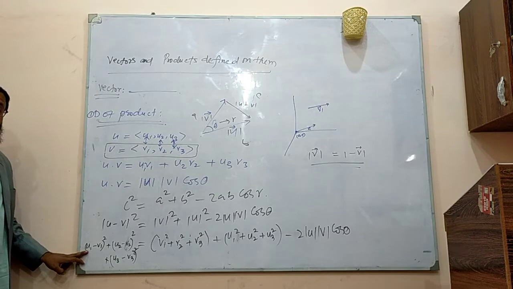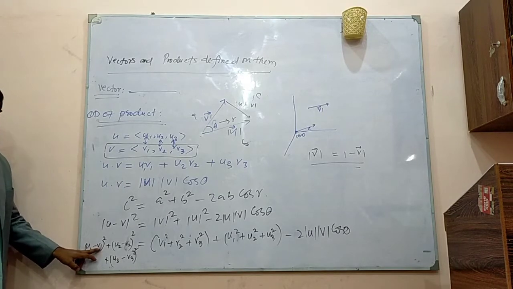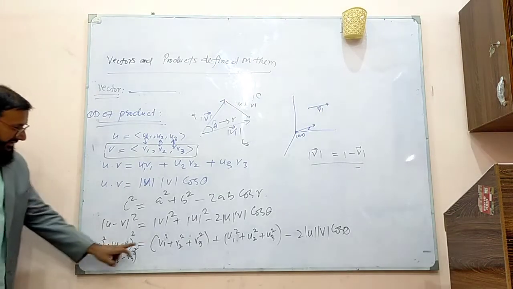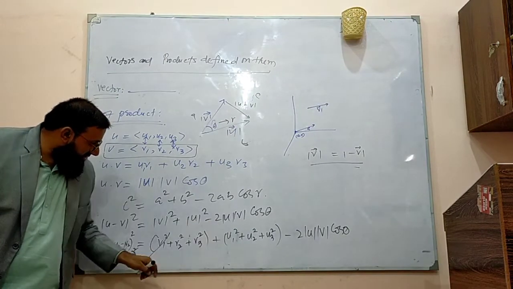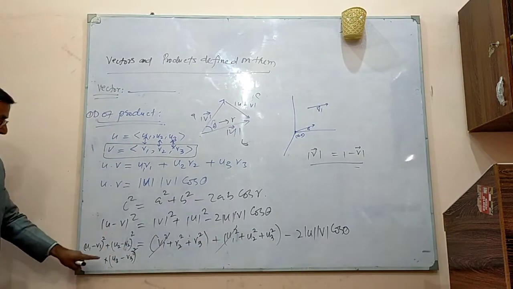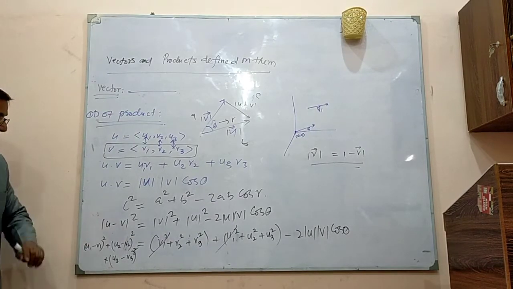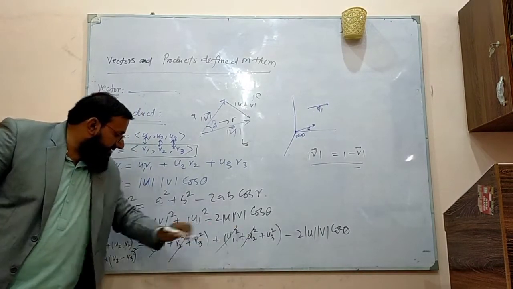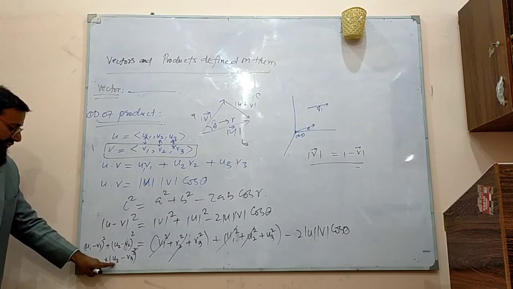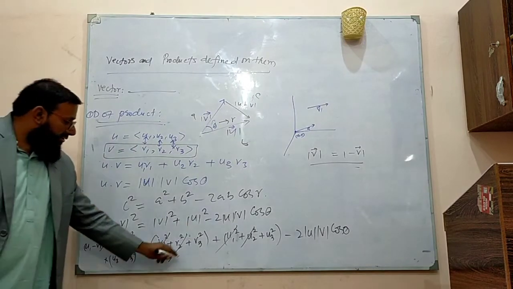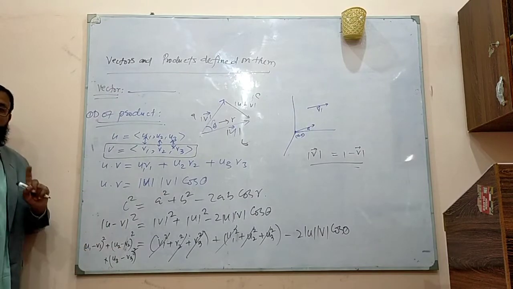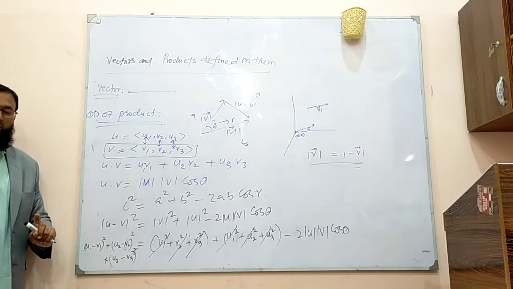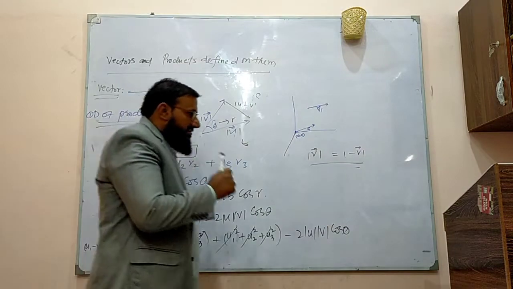You will get u1 square here. You will get v1 square here. That u1 square and v1 square will be cancelled in this. From here you will get u2 square and v2 square, which will be cancelled in this. From here you will get u3 square and v3 square, which will cancel in this. But from these all three things there will be one term left. What is that? Twice the product.